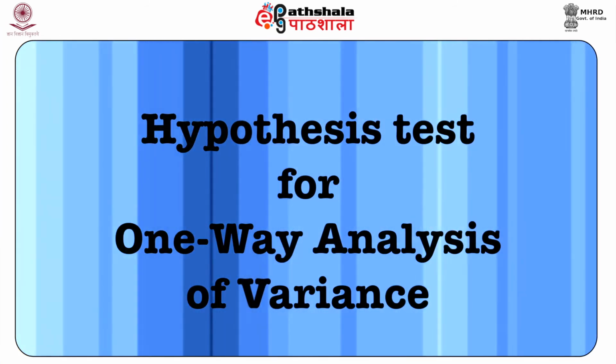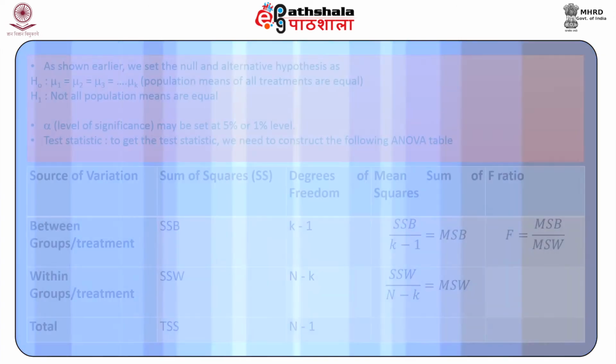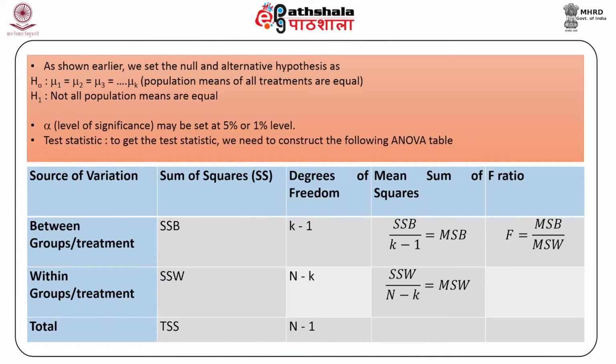Let's now understand the hypothesis test for one-way analysis of variance. As shown earlier, we set the null and alternative hypothesis as H naught: mu1 equal to mu2 equal to mu3 so on up to mu k, which means population means of all treatments are equal, and our alternative hypothesis, now I am sure you can also make out, will be that not all population means are equal. The second thing which we have to understand is alpha, the level of significance, which may be set at 5%, which is generally the case, or at 1% level. The third thing we should know is the test statistic, and we have to get this test statistic.